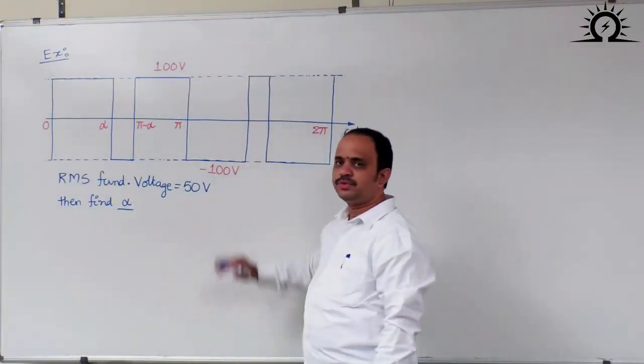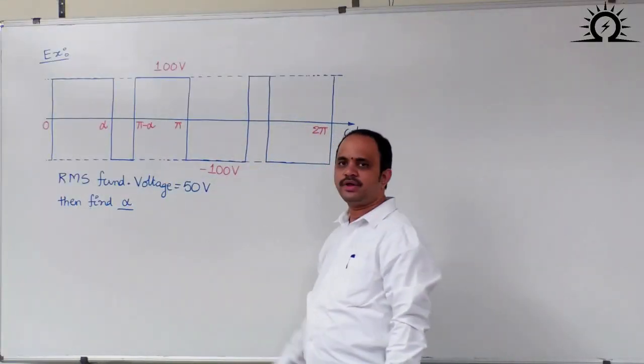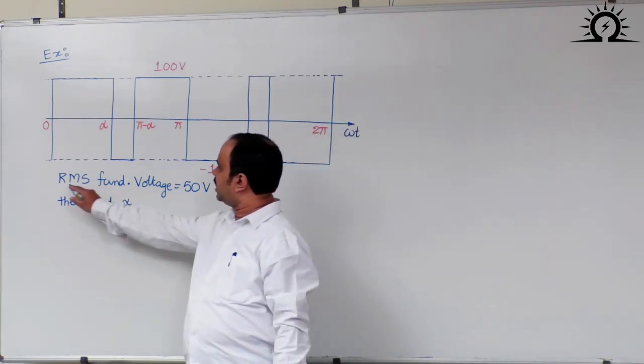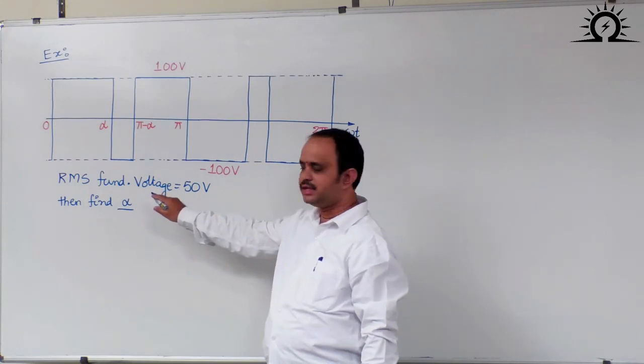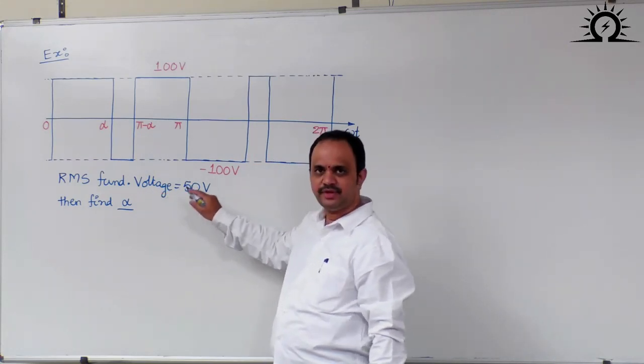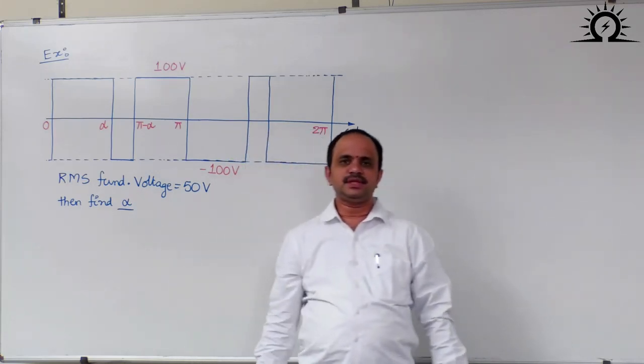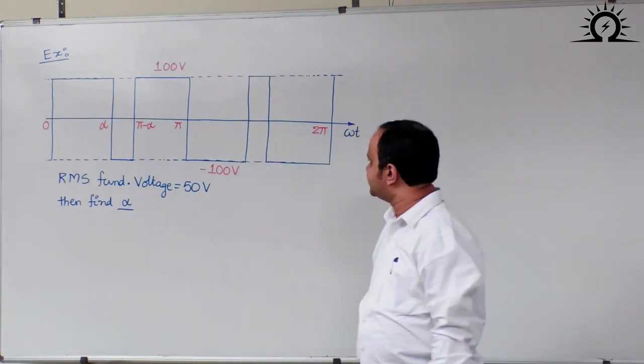Here, the output voltage of one power electronic circuit is shown, and it is given that the RMS value of the fundamental voltage is 50 volts. What is the value of alpha? That is the question.